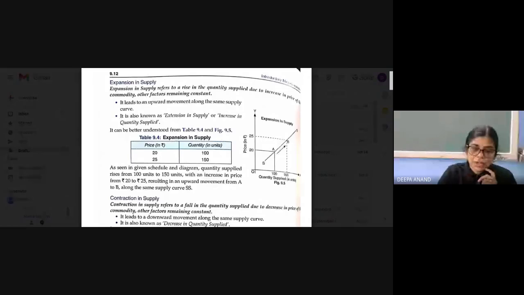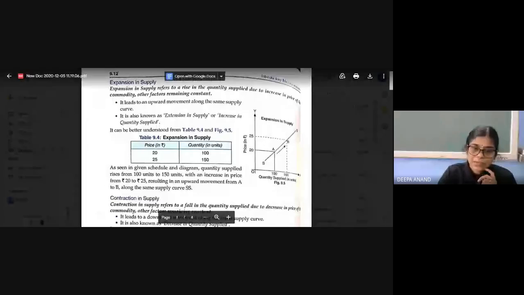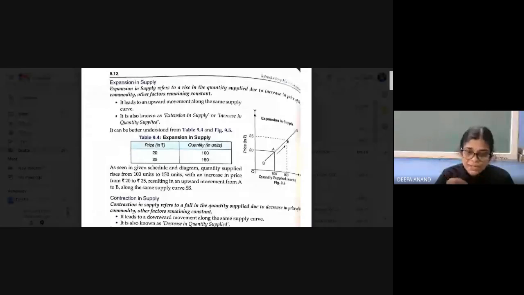Whatever is written here, you don't need to write all these things. This is the explanation that you should write yourself. You have to understand and explain the graph yourself. Don't write this, no need. This you have to do yourself.